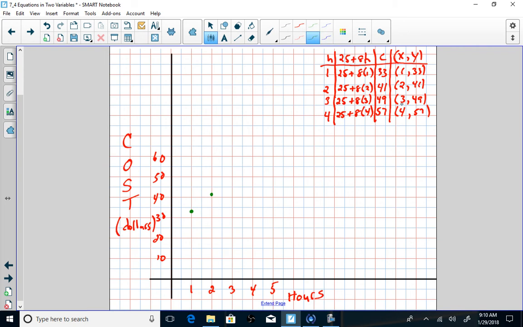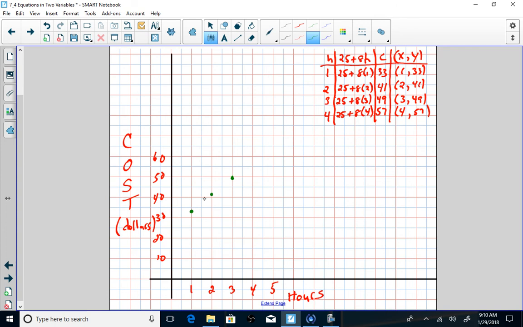Next ordered pair is going to be 3 comma 49. So I go over to 3, I go up to 49. 49 is going to be just below 50. Now, one of the things you should notice is that all your points should be in a straight line. So it's called a linear function.